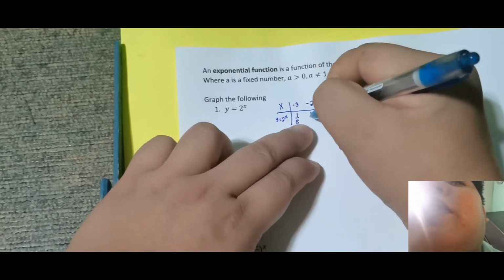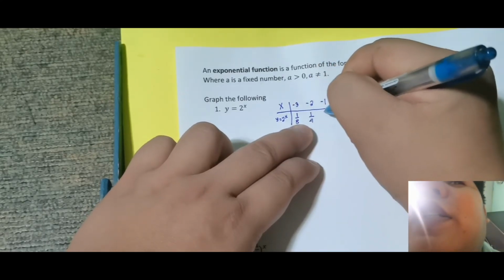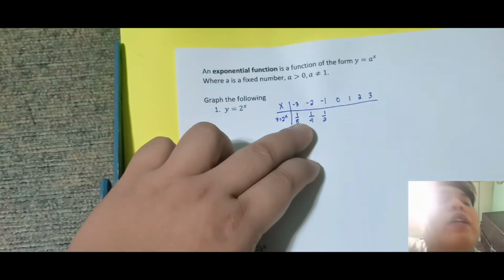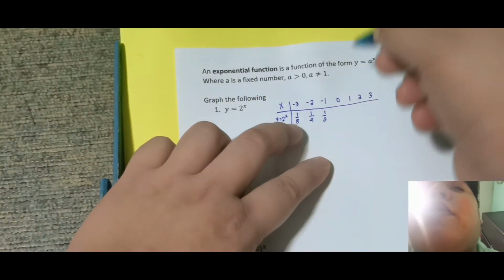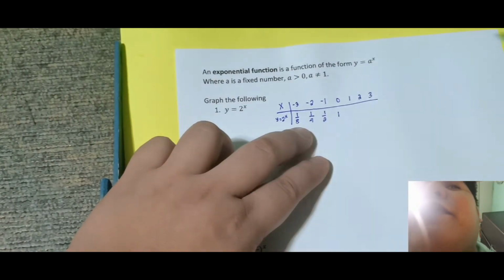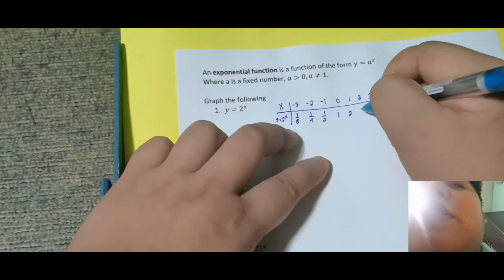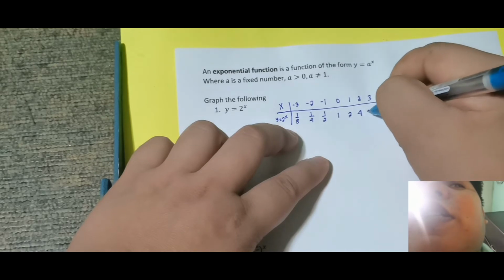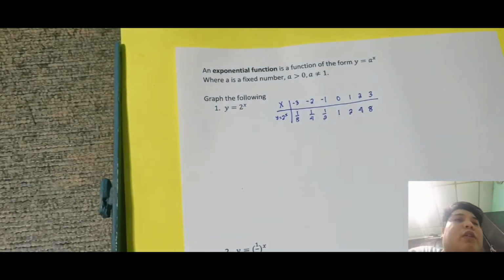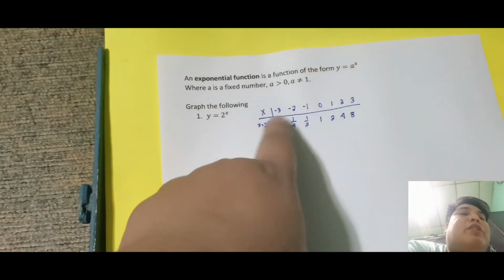Okay, this is 1/4. Okay, this is just 1/2. Kasi 2 raised to negative 1 is 1/2. Then, 2 raised to 0 is 1. Tama? 2 raised to 1 is 2. 2 raised to 2 is 4. Then, 2 raised to 3 is 8. So, kung tinatanong mo, sir, paano nangyari yan? I-substitute mo lang yung mga values na yan doon.